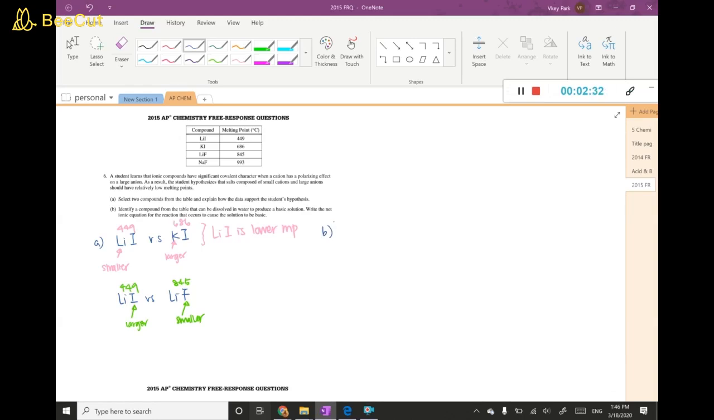All right, B. Identify a compound from the table that can be dissolved in water to produce a basic solution. Write the net ionic equation for the reaction that occurs to cause the solution to be basic. So we are right now looking at something here.